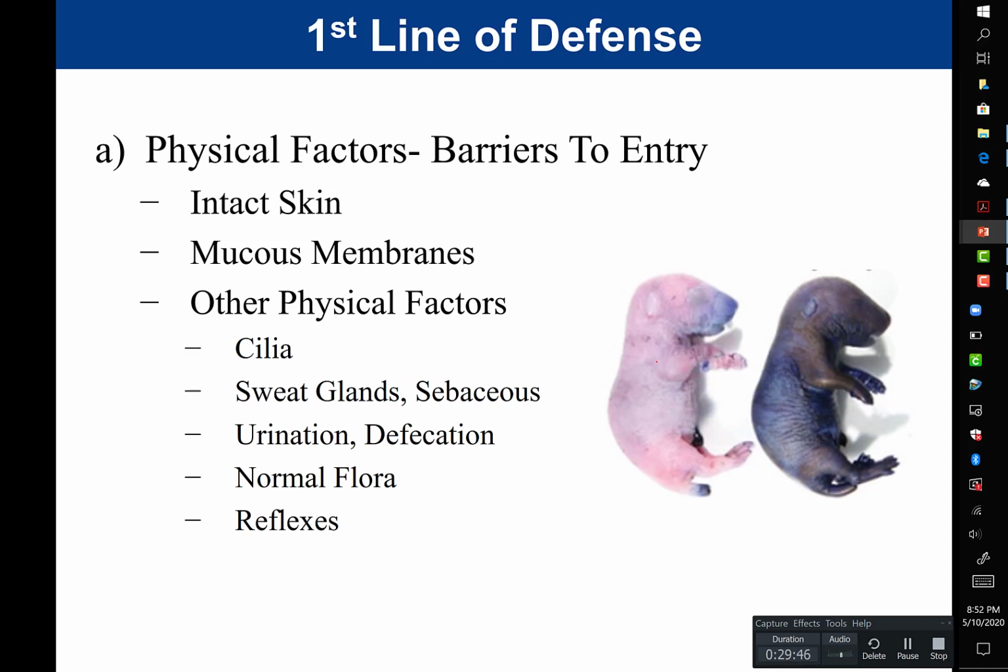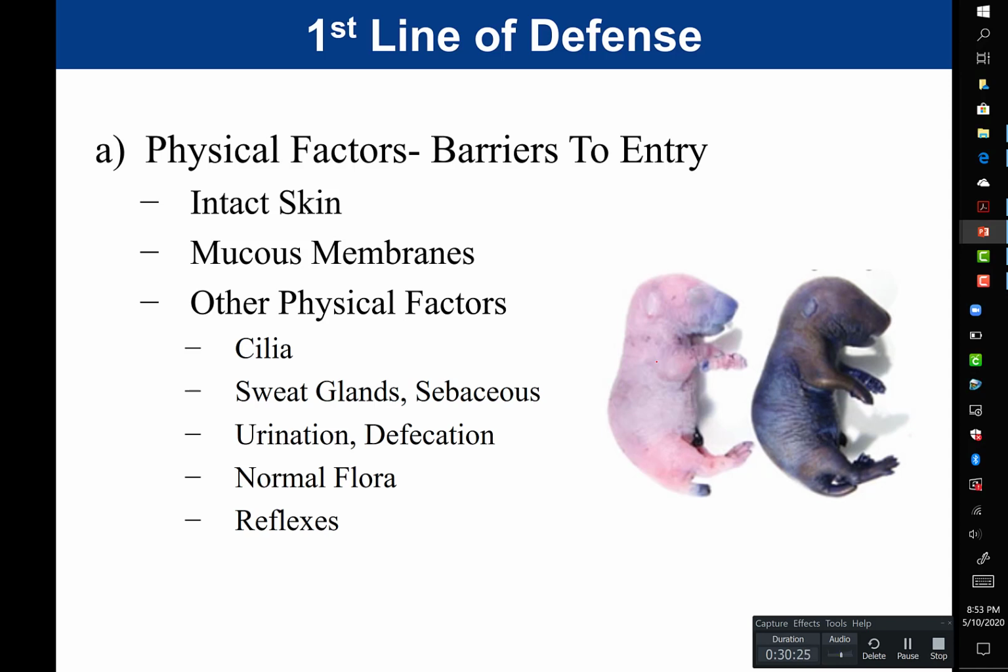We have mucous membranes, and again, we're going to talk about these in more detail in a minute. So mucous membranes. We have other physical factors such as cilia, so little hair-like projections that are on, for example, the respiratory tract that beat back and forth to help move things out of the respiratory tract. We have sweat glands and sebaceous glands. We have urination and defecation. Defecation is pooping.